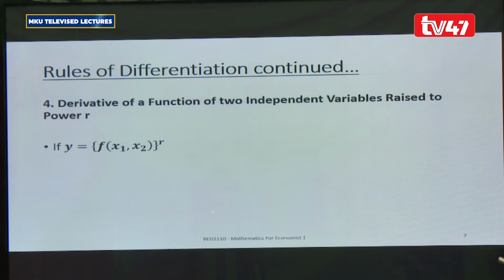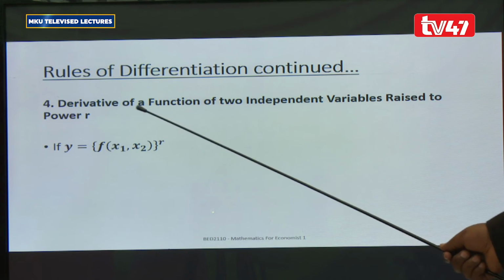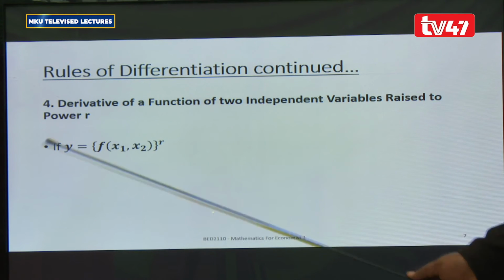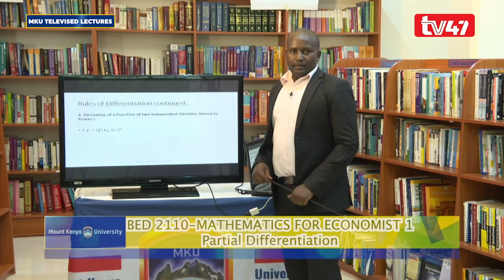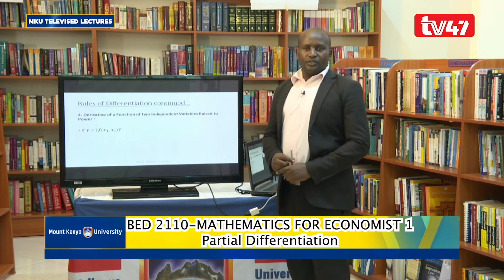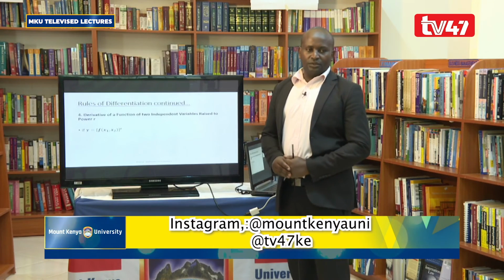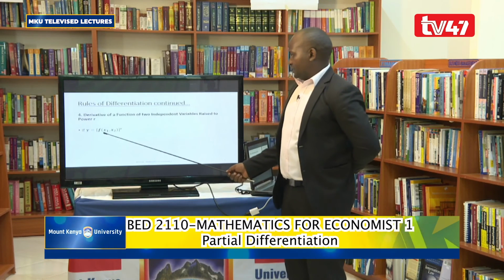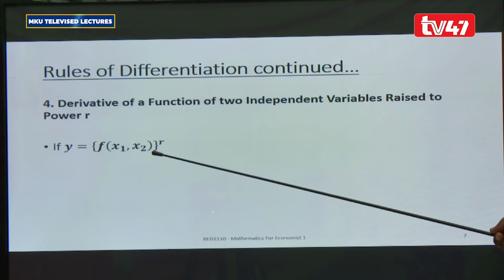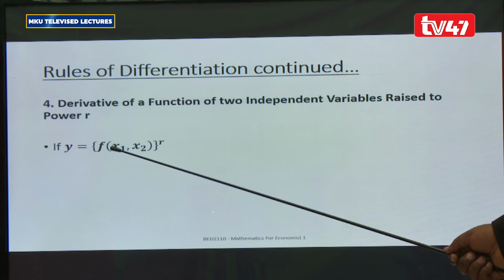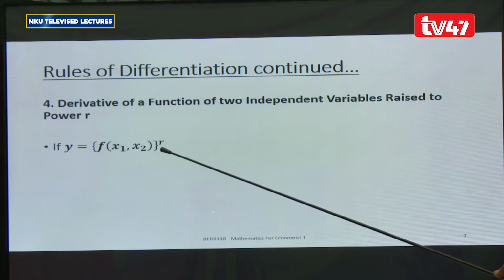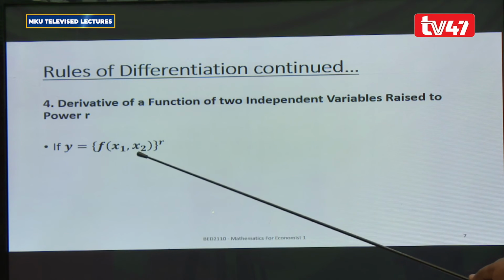The last rule that we are going to apply is the derivative of a function of two independent variables raised to power r. Now these are a case of functions that we call composite functions, in which we're having a function within a function. If you consider this function y, where we're having curly brackets, and within the curly brackets we are having a function f(x1, x2), and the whole of it is raised to power r. This is a case of a composite function.